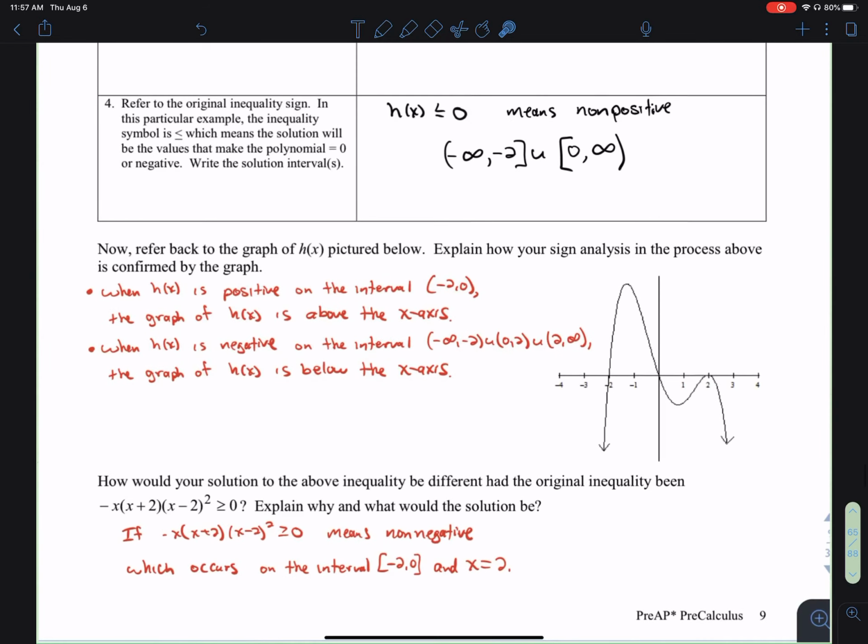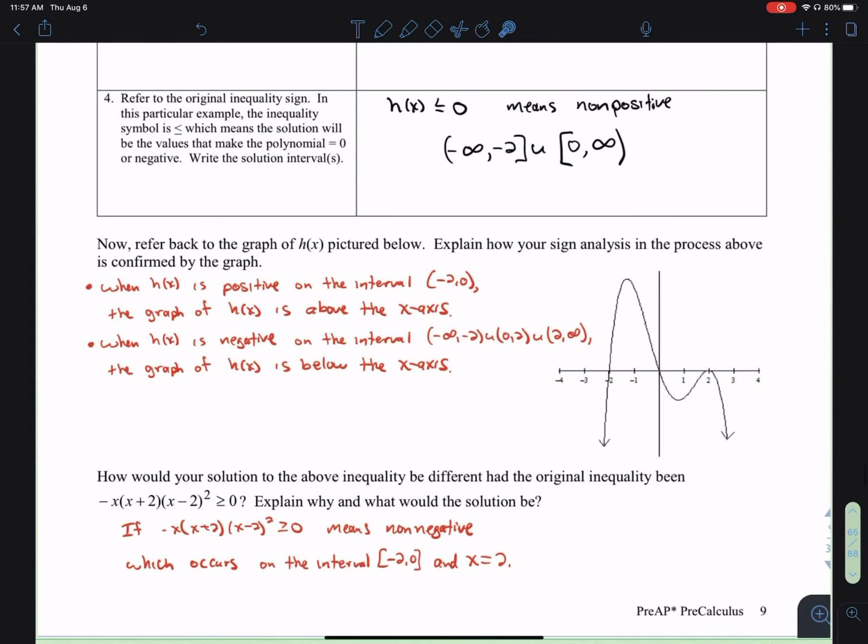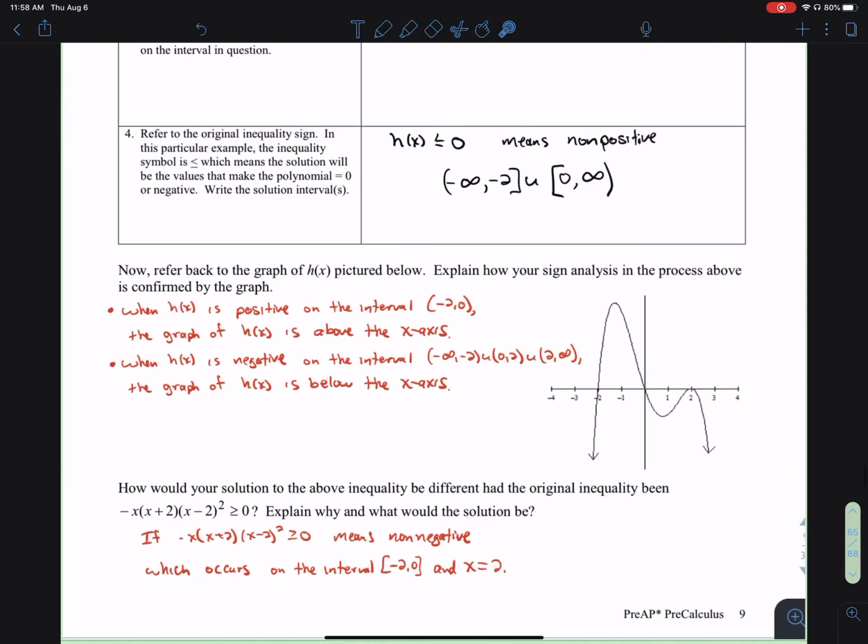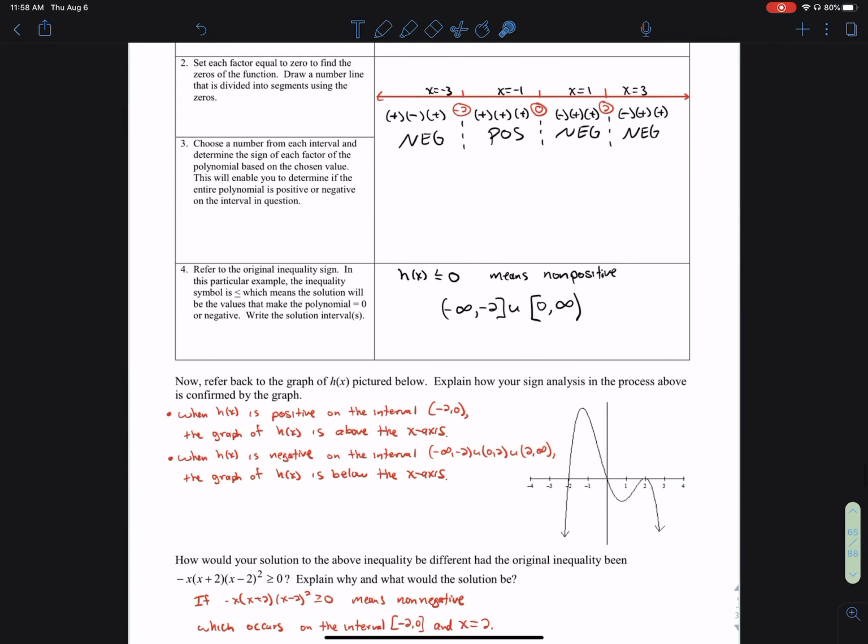And here's the part that I want to focus on here. Explain how your sign analysis and the process above is confirmed by the graph. So what some students assume is that whatever you start with, negative or positive, always alternates. We can see here it goes from negative to negative. How is that possible? Well, that's possible because it is tangent to the x-axis here. It doesn't actually cross through it.